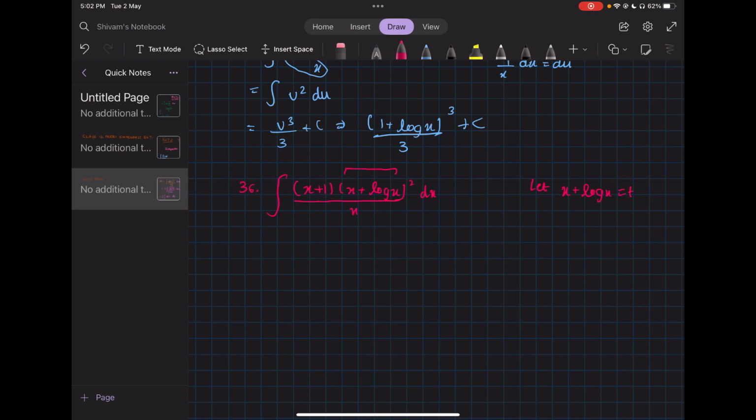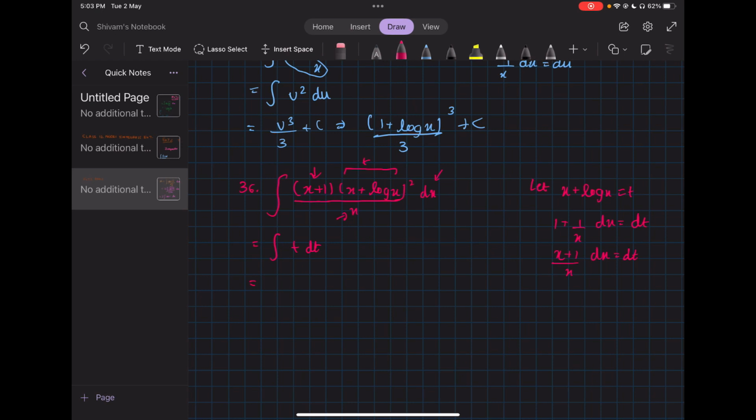Now we're going to differentiate both sides with respect to x. That's just going to give us 1 plus 1 over x dx is dt. And now we're going to take the LCM here. x plus 1 over x dx is dt, to simplify it simply. And now we see that we do have this in the question actually. So that's pretty nice. This, that, and this, of course, become dt. And this becomes t. So that's just going to give us t dt.